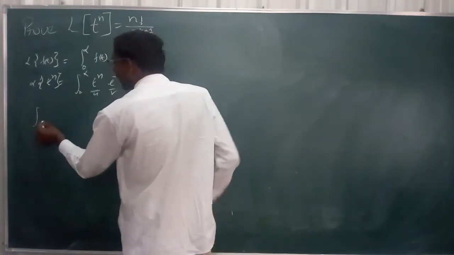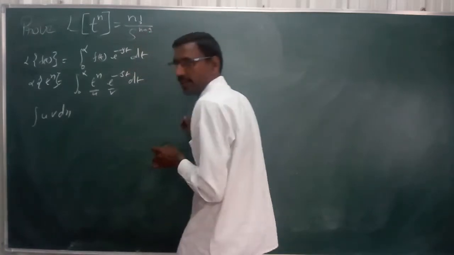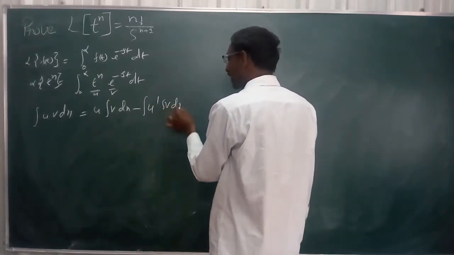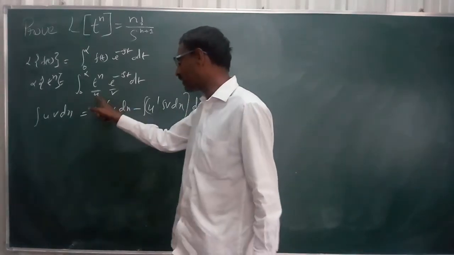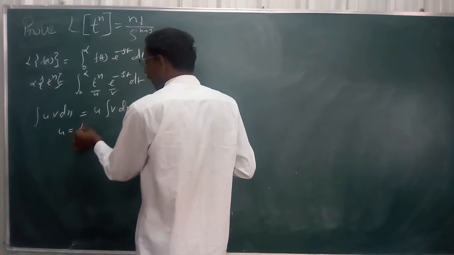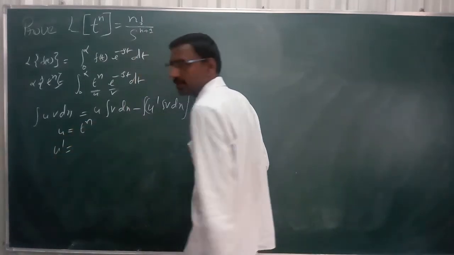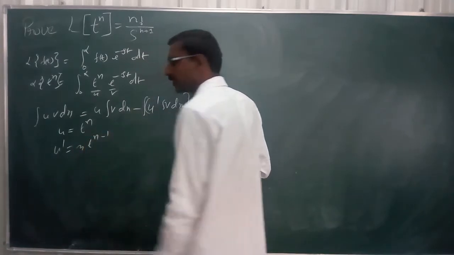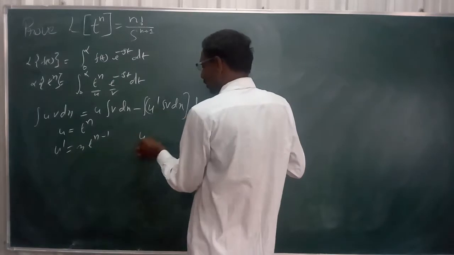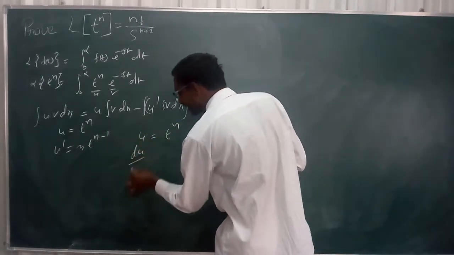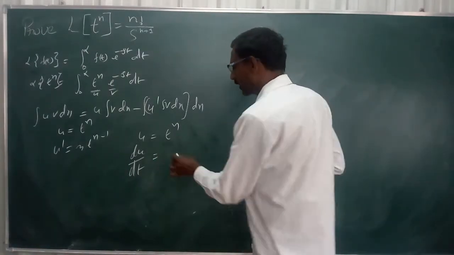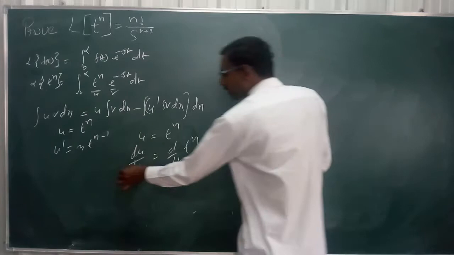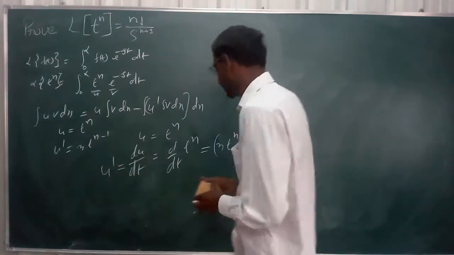We know that integration by parts: the integral of u v dx is equal to u times the integral of v dx, minus the integral of u dash times the integral of v dx, all dx. So first recognize u. u is equal to t^n. Then u dash, differentiating with respect to t, du by dt, that is d by dt of t^n, which is equal to n times t^(n-1). This value is nothing but u dash.